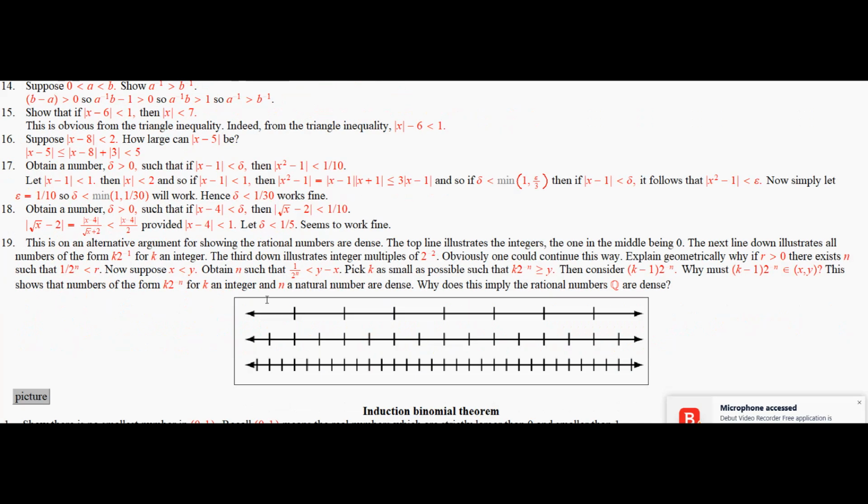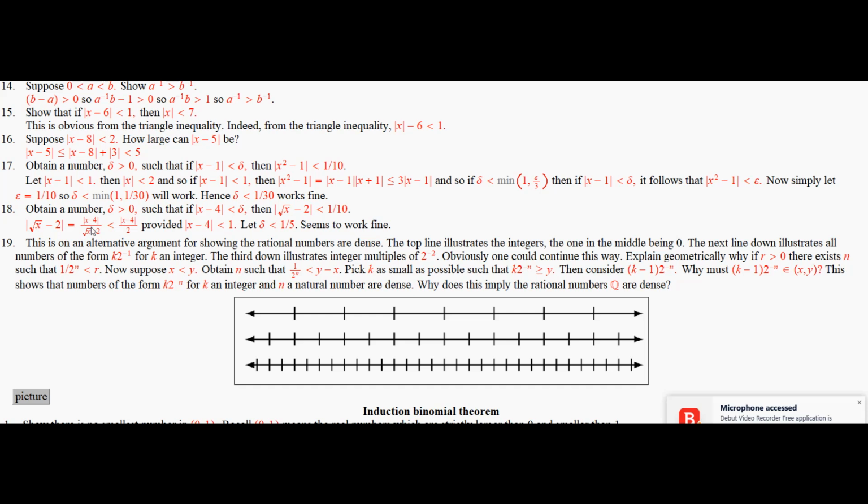Well, this is not hard. Because as long as x is positive, the square root of x minus 2 in absolute value is less than this. Well, how did I get that? Well, I took the square root of x plus 2 and multiplied by this and divided by it, see? And so that gave me this expression here.